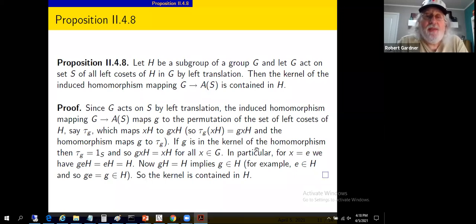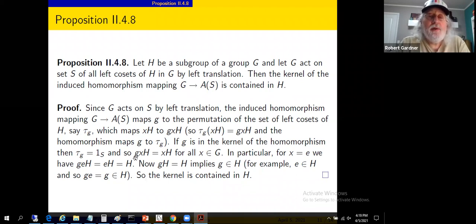If g is in the kernel of that homomorphism, then g is mapped to the identity over here by that homomorphism. The identity in this group of permutations on set S is simply the identity mapping on set S, 1 sub S, as Hungerford denotes it. So we must have that the mapping associated with element g, tau sub g, is the identity on S, under the assumption that g is in the kernel of that homomorphism.